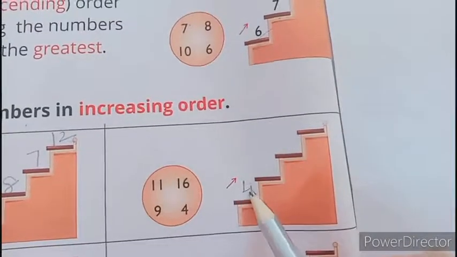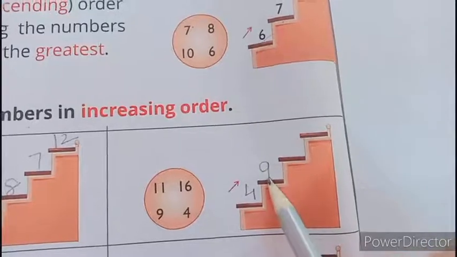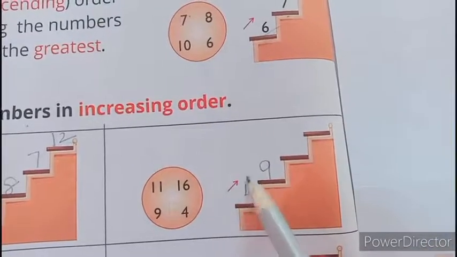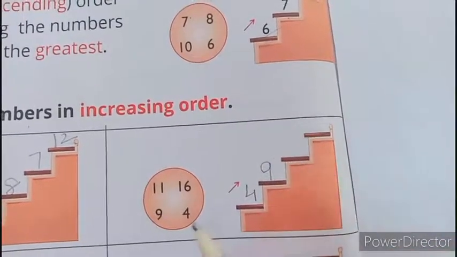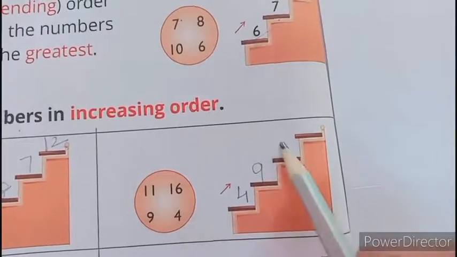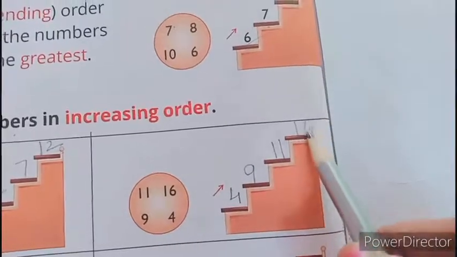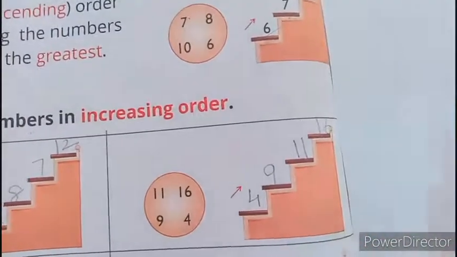4. Then 9. Look at this arrow. The arrow is going in an upward direction. Yes. Then 11. Then 16. Okay, dear kids.